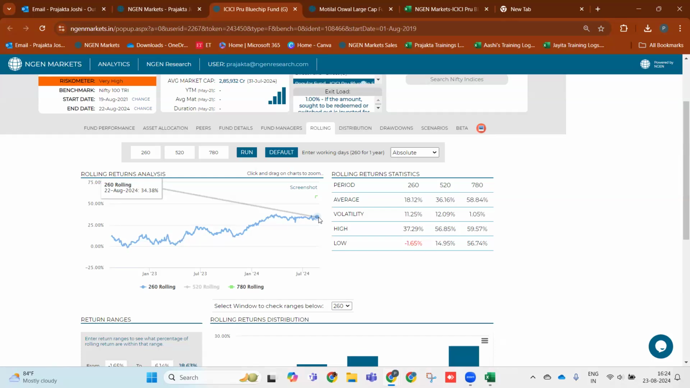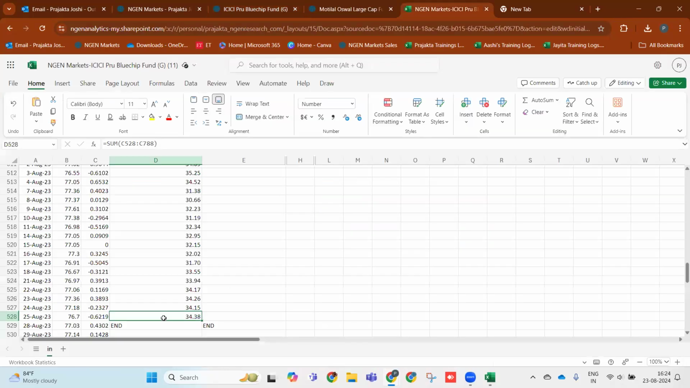So that's 34.38%. Now, what was our interpretation, if you remember? We said that an investor, if he invests exactly 260 days prior to 22nd August 2024, then the return that he would generate from his investments would be 34.38%. And that is exactly what we are seeing on this Excel sheet. 260 days prior to 22nd of August 2024 is 25th of August 2023. If an investor would have invested on 25th of August 2023, this is the return that he would have generated, 34.38%. Right? So this is how we derive the rolling returns on a day-to-day basis.